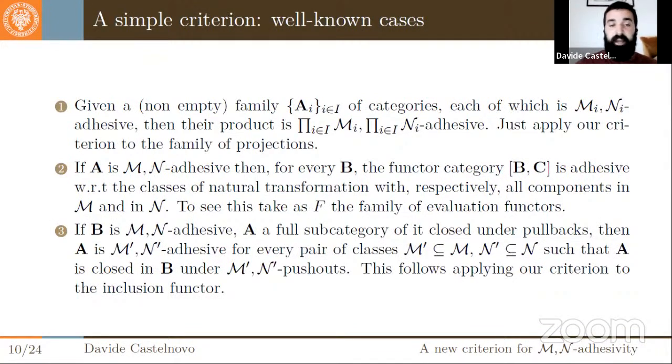Finally, if B is MN adhesive and A is a full subcategory of it closed under pullbacks, then A is M'N' adhesive for every pair of classes that are contained in M and N, respectively, such that A is closed in B under M'N' pushouts. And this follows simply by applying our criterion to the inclusion functor.